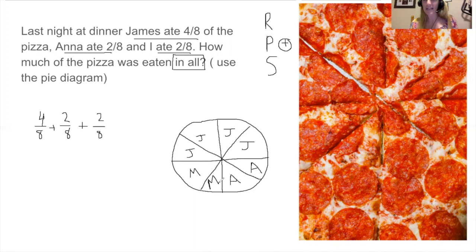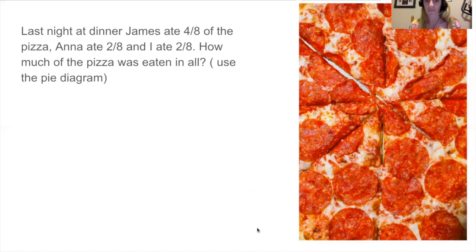Each one of my family ate a different unit of the pie. So let's add it together and see. 4/8 plus 2/8 plus 2/8 equals 8 out of the 8 slices, which also is one whole pizza. Great job. Let's try another one.